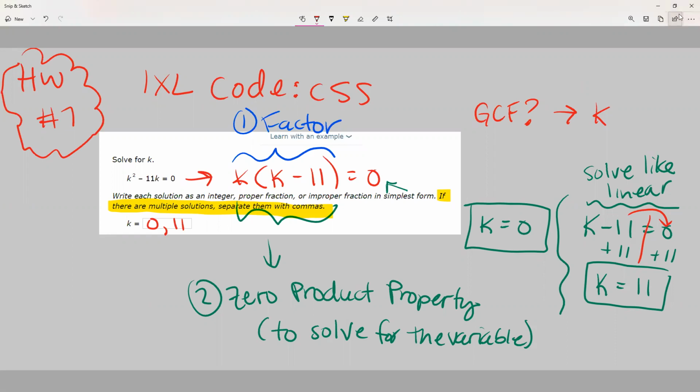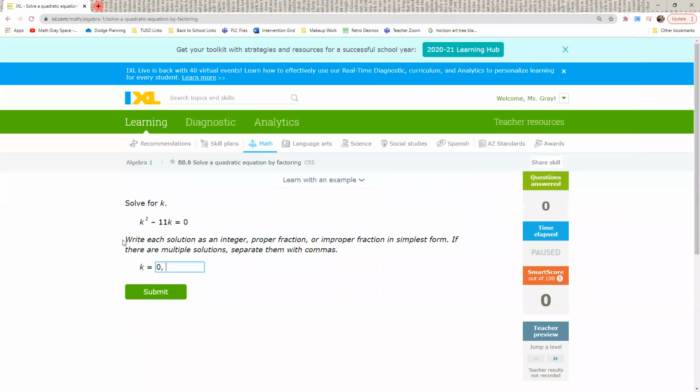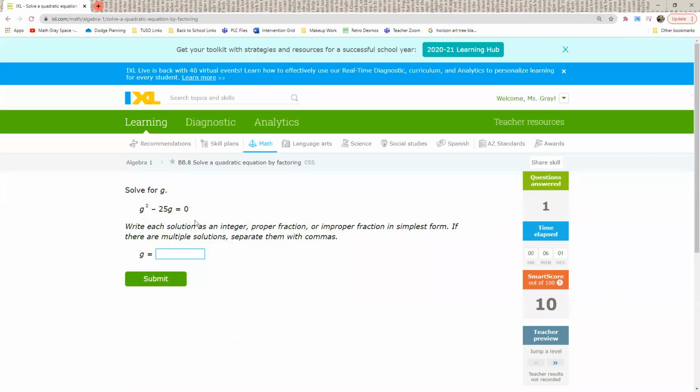Okay, let's see what's next. So let's try that to make sure it works. 0, comma 11. All right, this next example is pretty similar. I'm going to jump forward so we can see something that's a little bit bigger. Okay, this one looks at least harder.